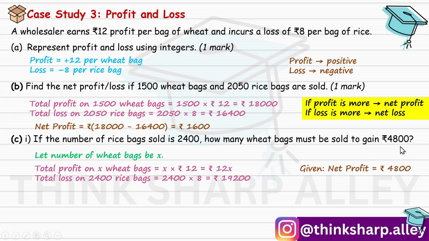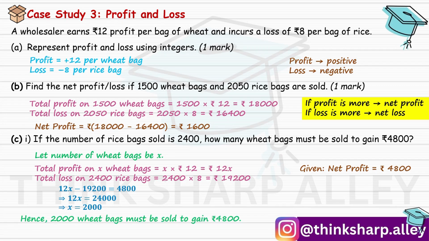Now we have been given over here that the net profit, overall profit, gain means profit, is 4800. So how do I find net profit? Profit minus loss. So 12x minus 19200 gives me 4800. So from here, we solve it using linear equations. So minus 19200 goes on right hand side, gets added, and we get 24,000. So x is equal to 24,000 by 12, and that gives me x equal to 2,000. So which means 2,000 wheat bags must be sold to gain rupees 4800.